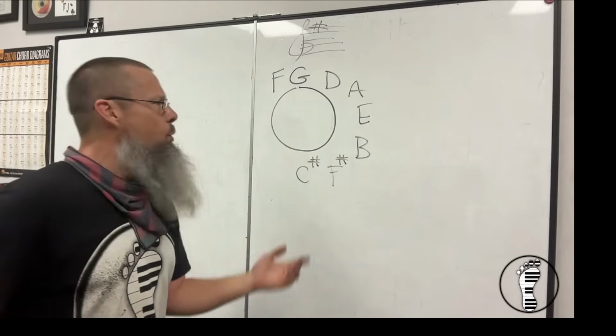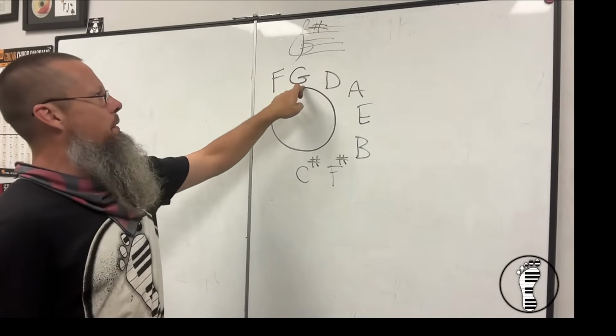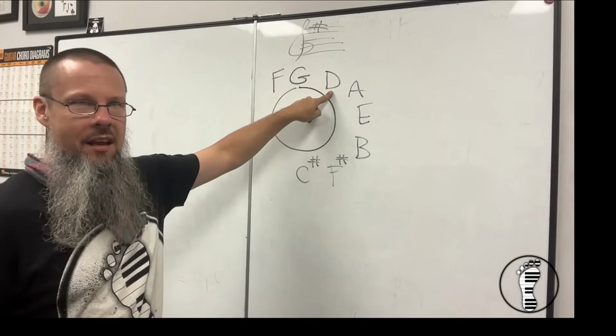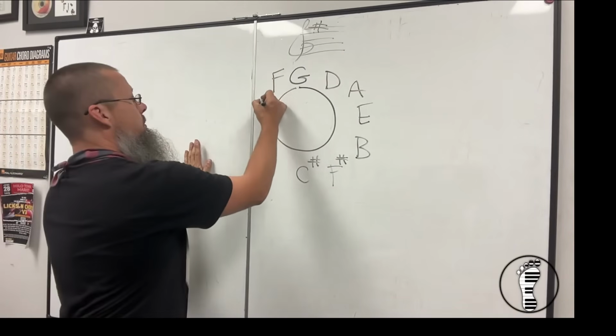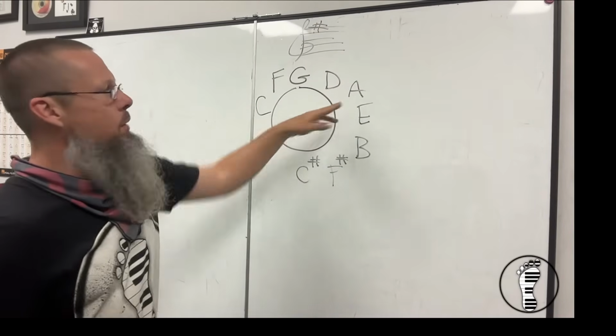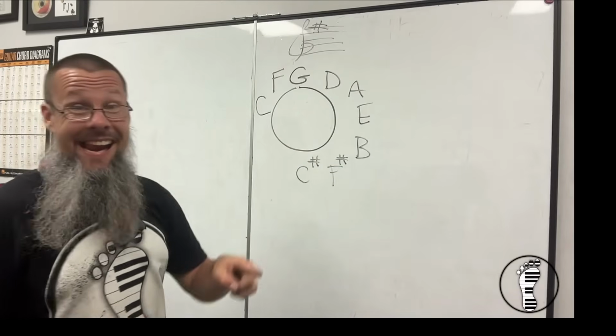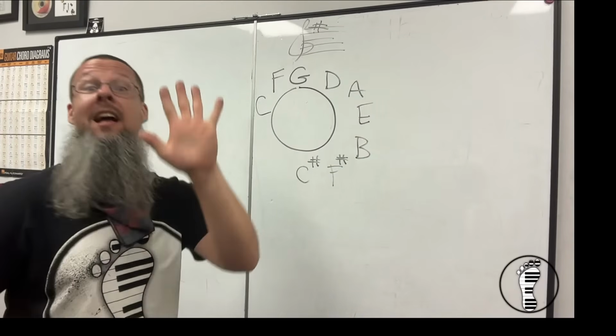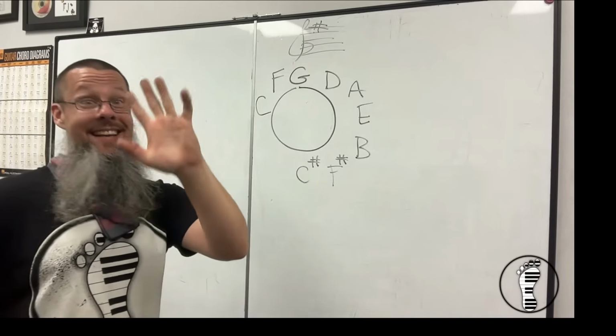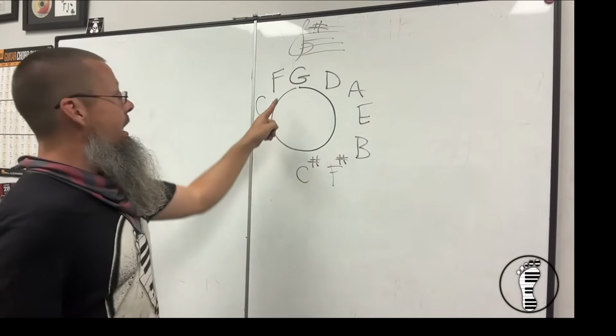Then when we go to A, we know that there is an F sharp in there, but what's the sharp that's in the key of D? Oh, it's going to be our C. So A, we need to say D, E, F sharp, G, A. Well, in A, to get to E, we're going to say A, B, C sharp, D, E. E, F sharp.